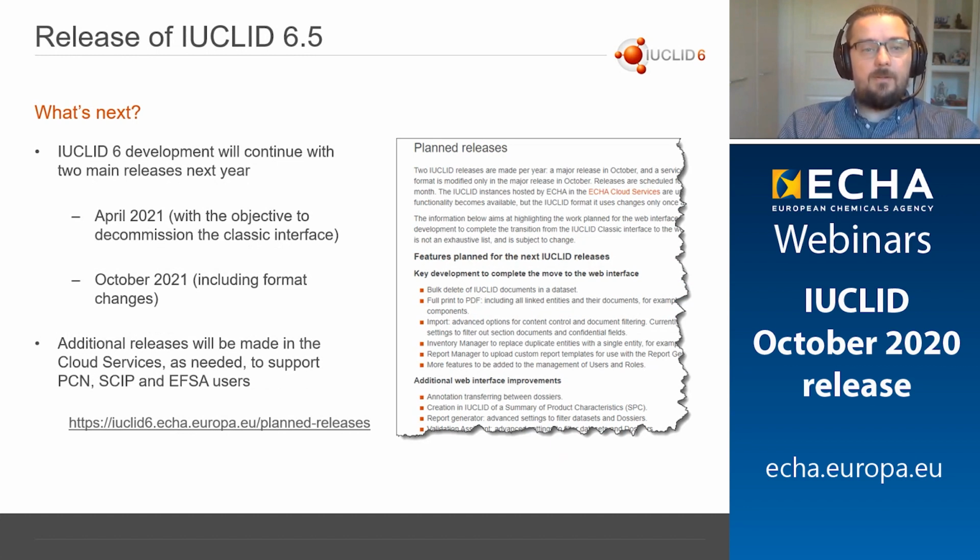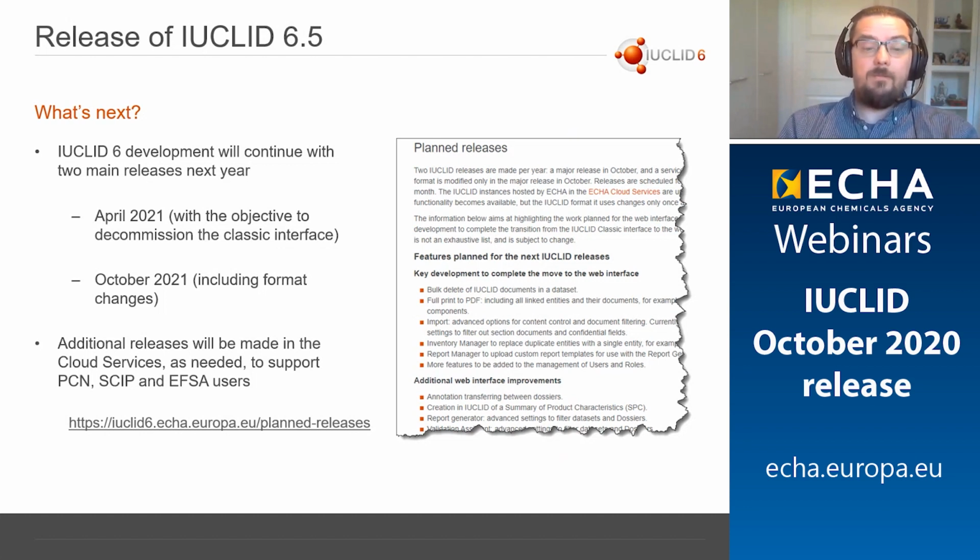What's happening next in the release of IUCLID 6.5? So IUCLID 6 development will continue with two main releases for next year. The first one is the one in April, and the main objective for the April release is to decommission the classic interface. We've said it many times in this webinar, but now is the time for you to get using the web user interface in order to learn it and to come back to us with issues that you might have with using it.